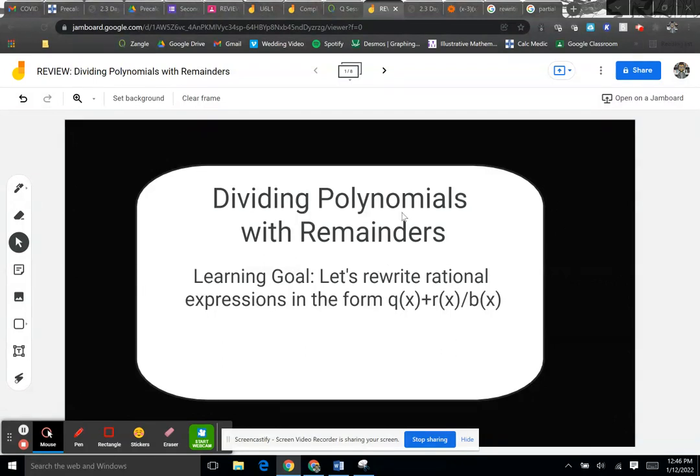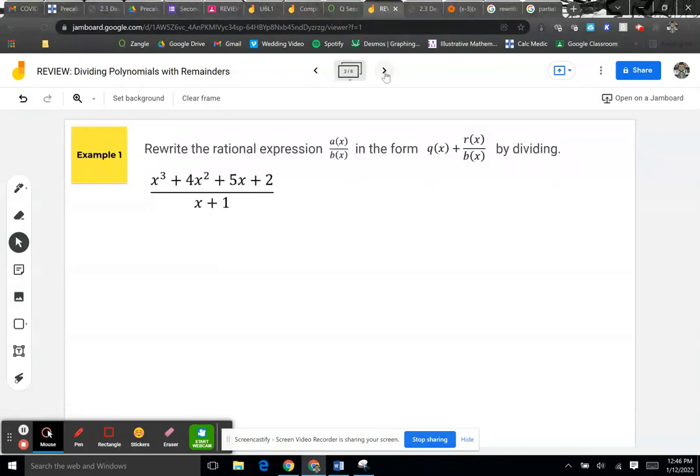An important strategy is dividing. Dividing them helps us rewrite it into a different form that can be useful for us. Just like polynomials, we had multiple forms. Well, rational functions have multiple forms as well. So what we're going to do is look at a few examples here, and then you'll have some problems to do on your own.